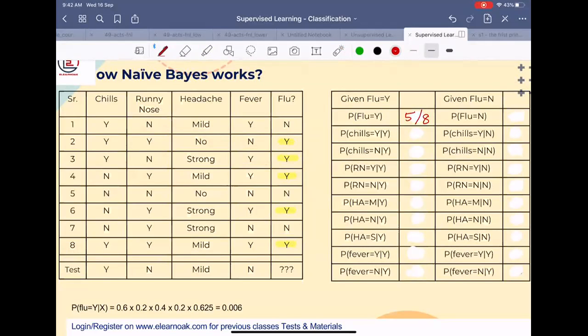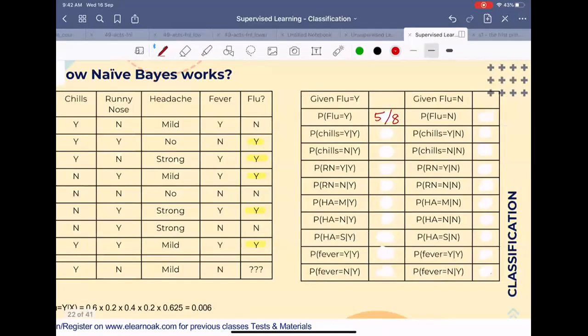Okay. Similarly, what is the probability of flu as no? 3 by 8. Excellent. So we'll put it as 3 by 8. My favorable conditions are no. So I have 1, 2, and 3 no's divided by my total number of conditions, 8. So I'll say my probability of flu as no is 3 by 8. Okay. So this was the easy part. This was the conditional probability part.